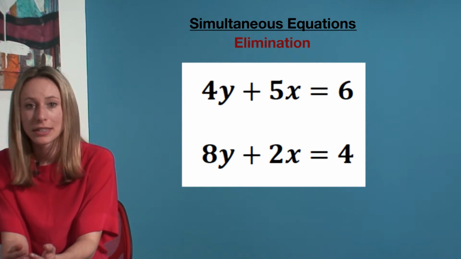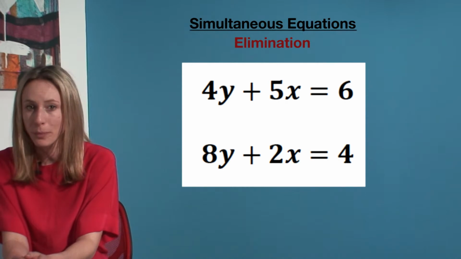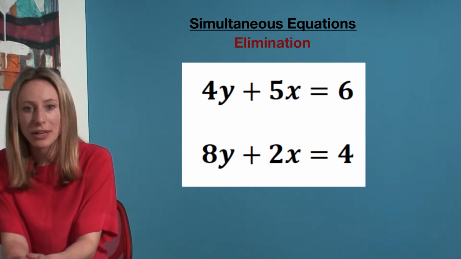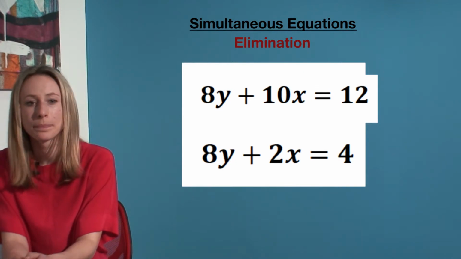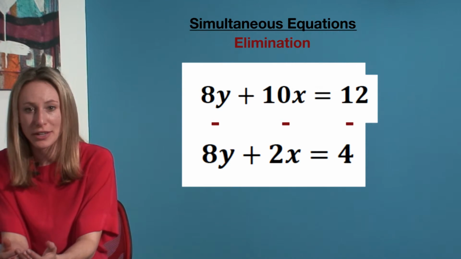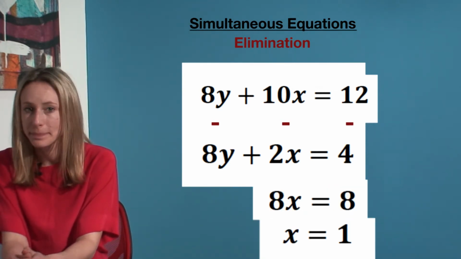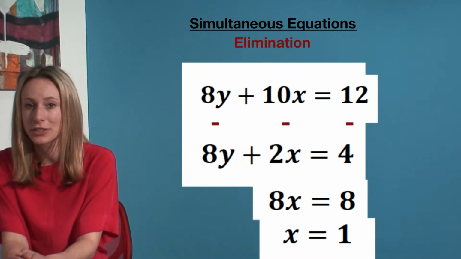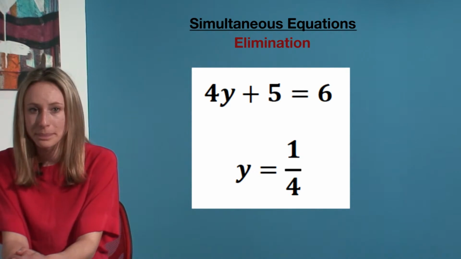For example, take 4y plus 5x equals 6 and 8y plus 2x equals 4. If we times the first equation by 2, we make the coefficients in front of y equal. Then we minus the second equation from the new first equation to get 8x equals 8, so therefore x equals 1. We can sub this into the first equation and solve for y, giving us y equals a quarter.